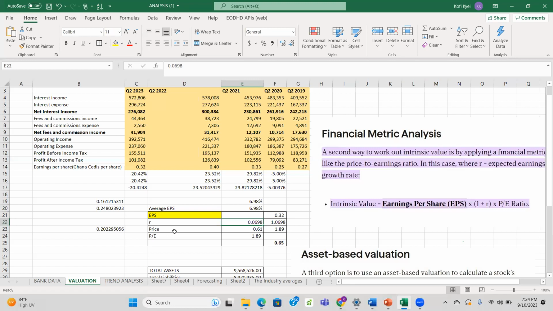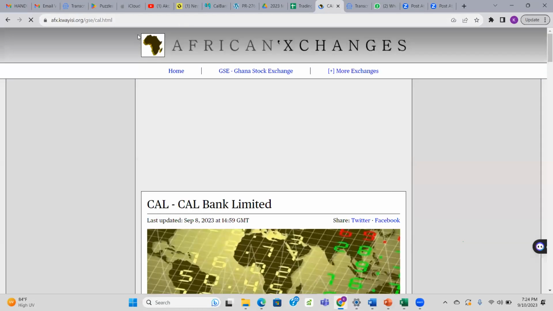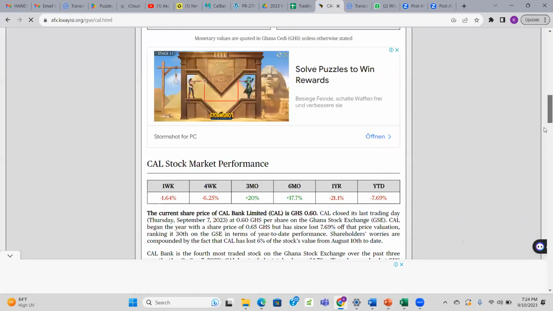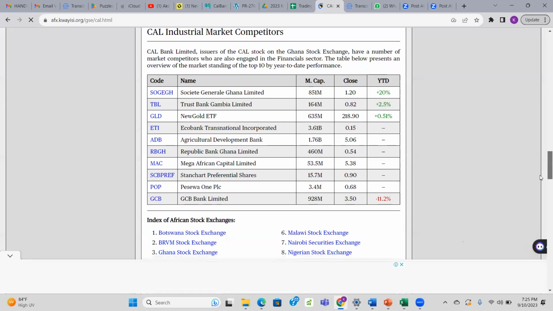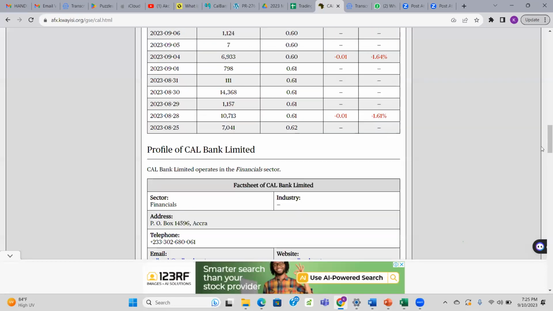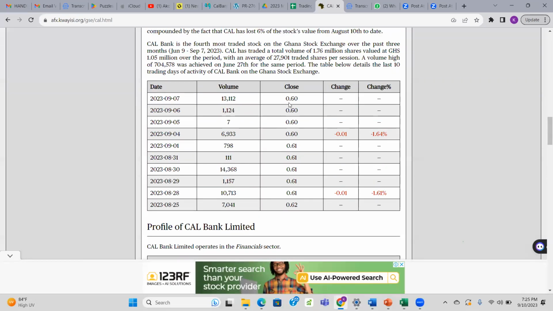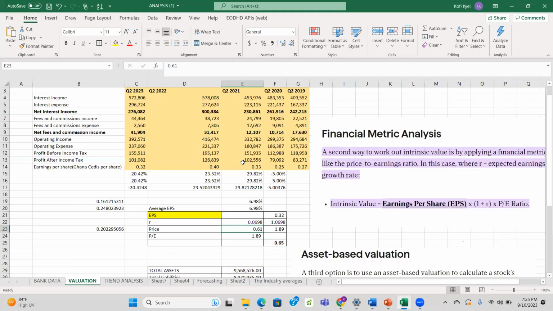Then the price per share is what is happening on the market currently. So on the market it is 61 pesos per share. You can go to the website that I made mention of in our previous discussion. This is afskoiksi.org. The price of Cowbank, when you scroll down, you can easily see it there. Price. Okay, so that's the close. So 60 pesos per share. So I'm going to pick this figure. 0.60.